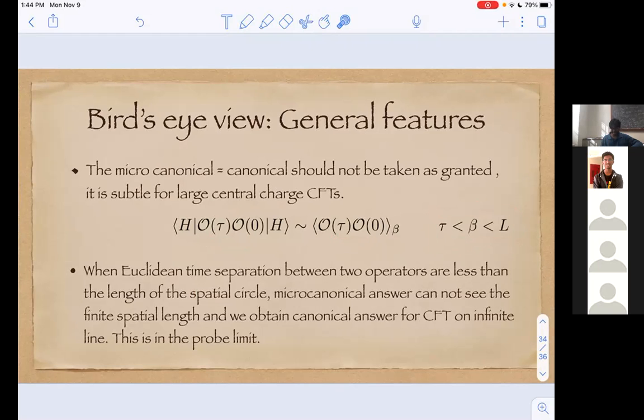Outside this regime, it is not guaranteed that this inequality will hold. So here the point is, as the Euclidean time separation between these two operators is less than the length of the spatial circle, the microcanonical answer cannot see the finite spatial length. So we obtain a canonical answer for the CFT on the infinite line. And this behavior is also true if one does this analysis for the endpoint correlator with different separation.